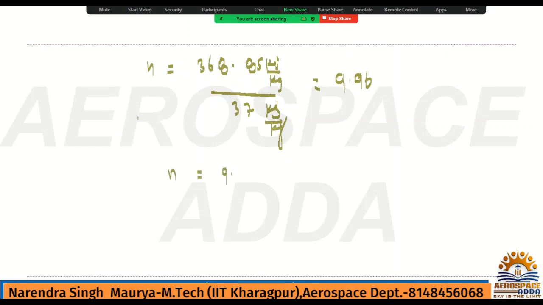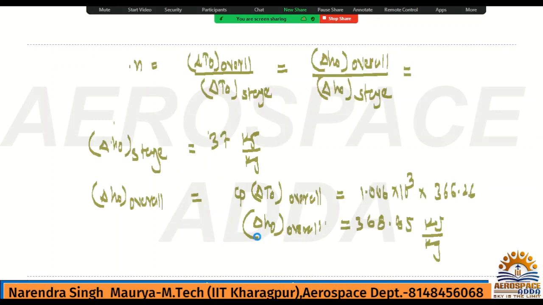So 9.96, but common sense you have to use. Fraction is not possible. Number of stages, how will a fraction be possible? Not possible. So you have to write round off. So round off 9.96 is 10. So how many number of stages we will have? It is 10. Now if you check the options, the options I had not written here in the problem, I think.